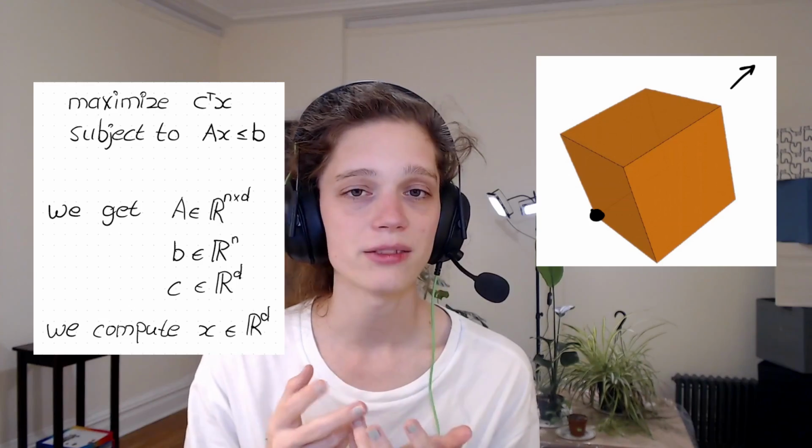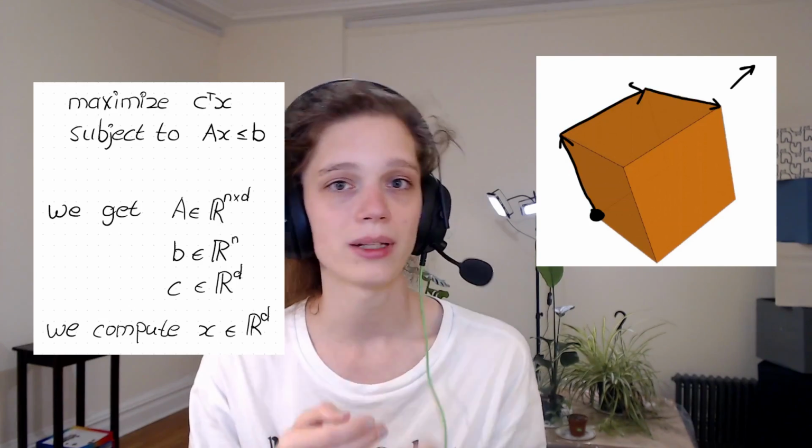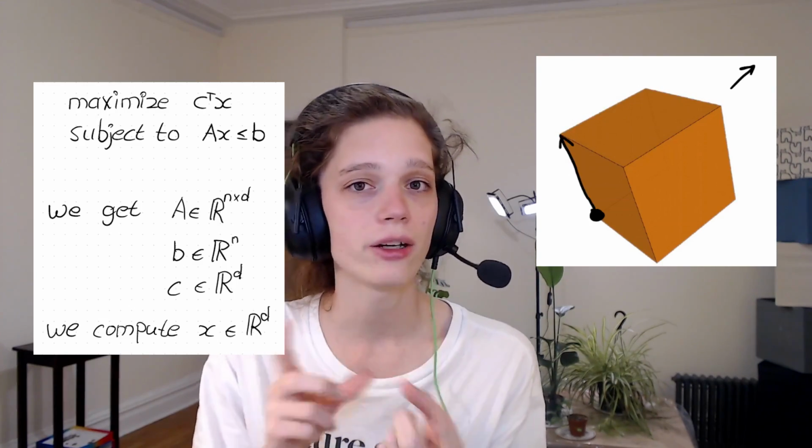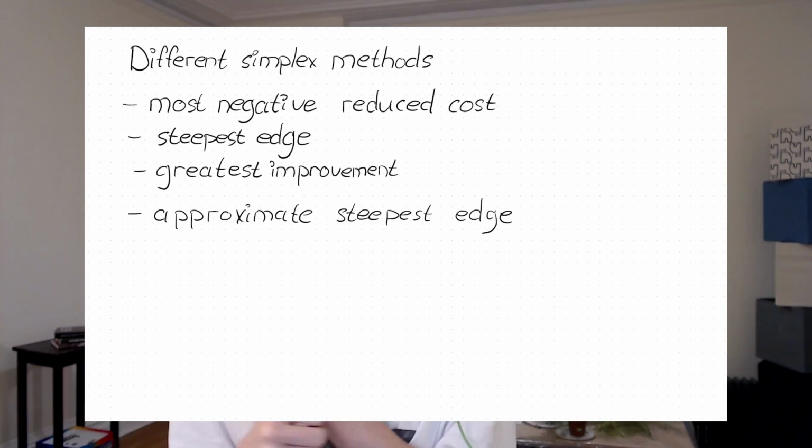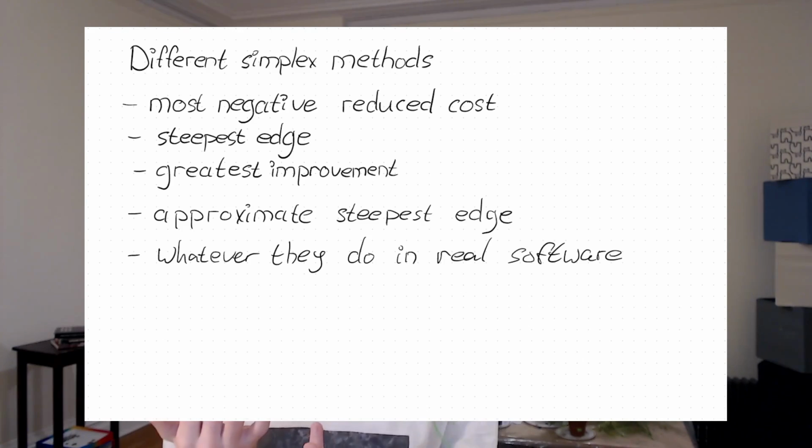And I would need to specify to you a pivot rule, like a rule for deciding which of the outgoing edges I prefer to take. And there are a few different of these rules. Some of the more well-known ones in theory are the most negative reduced cost rule, the steepest edge rule. There is the greatest improvement rule. There are approximate steepest edge rules. None of these are what is implemented in real commercial linear programming software. They have deeper secrets that we have no knowledge of.